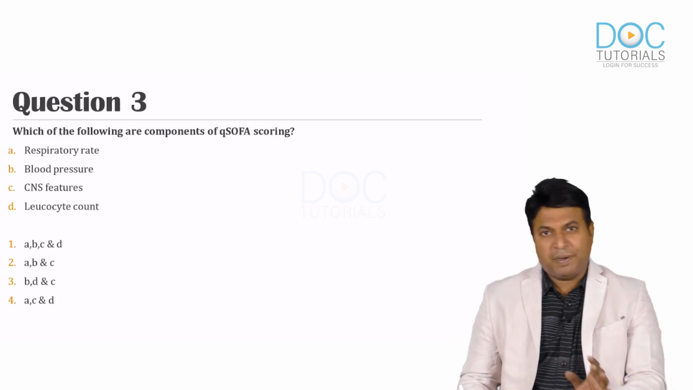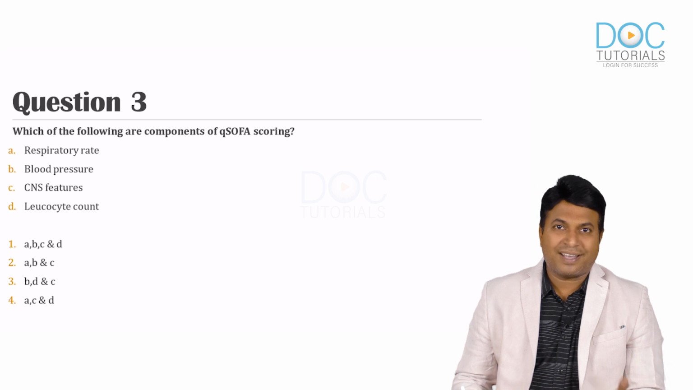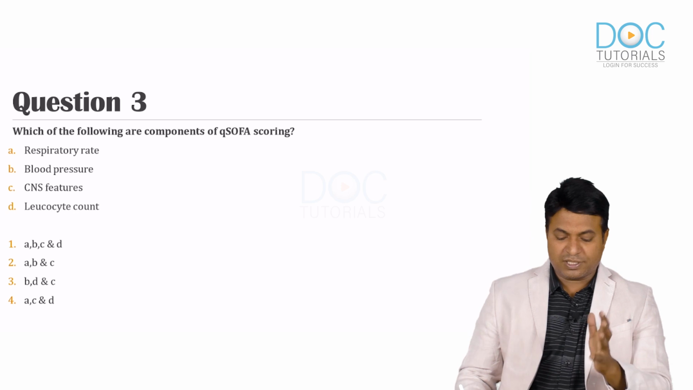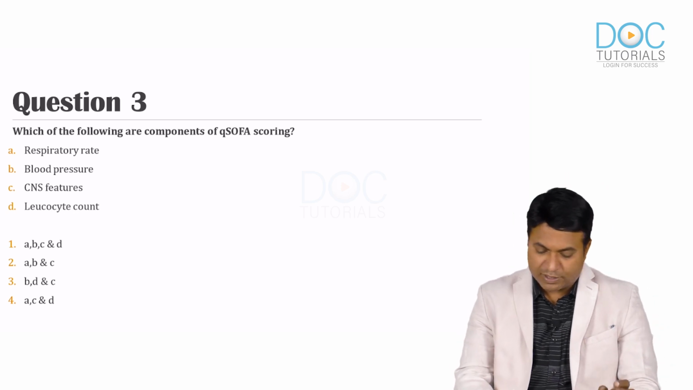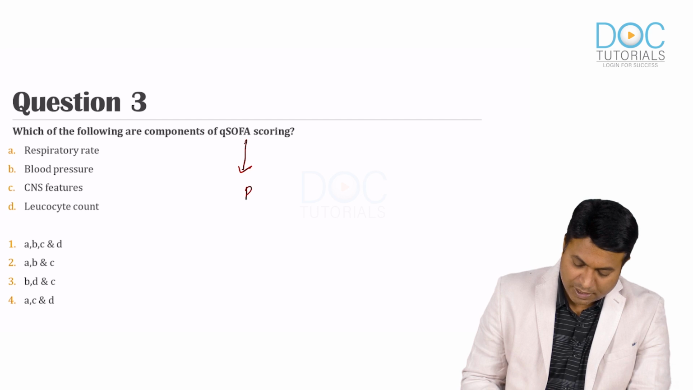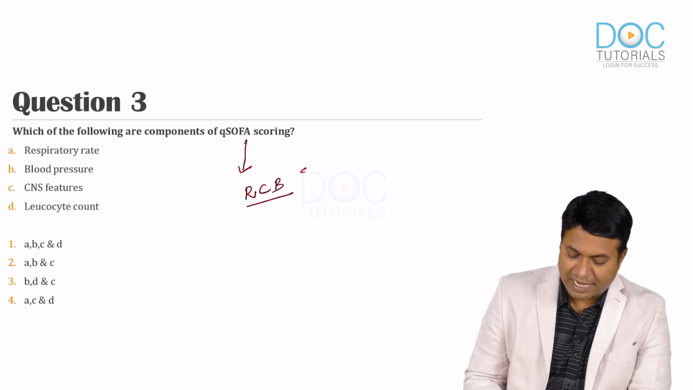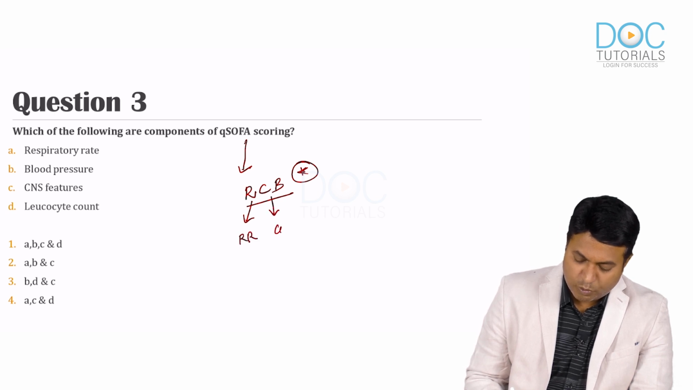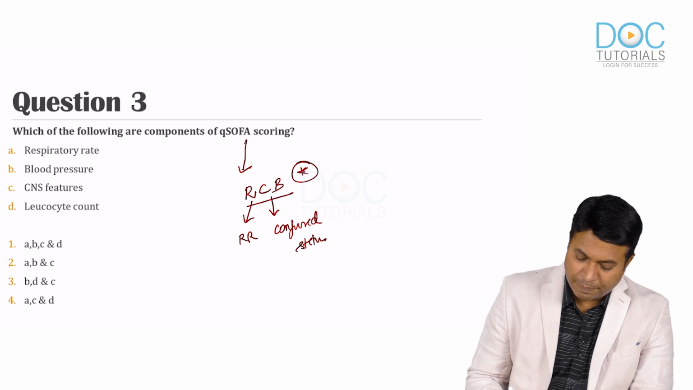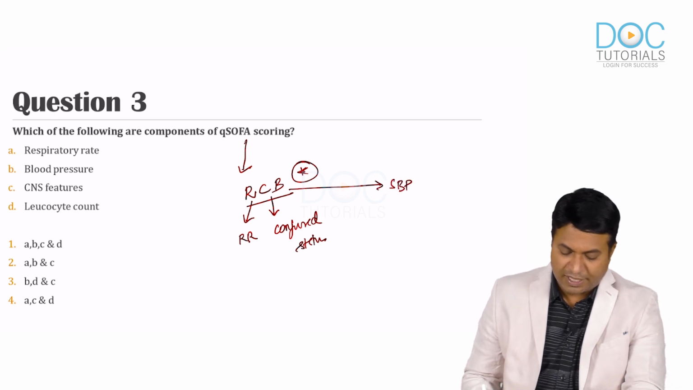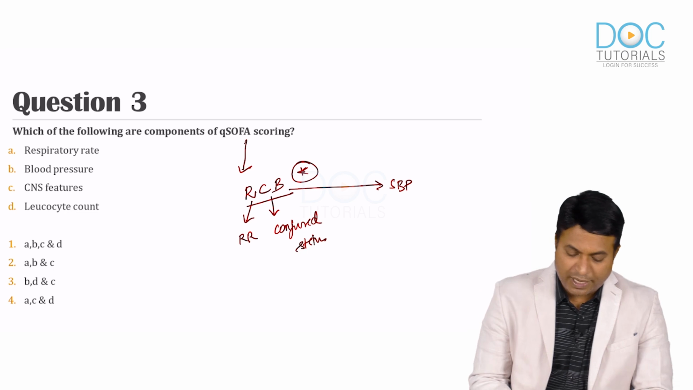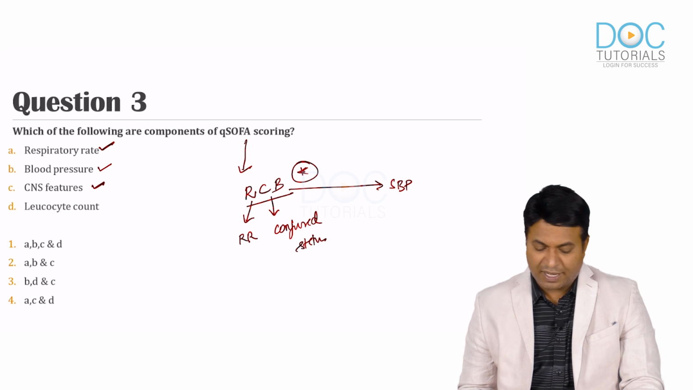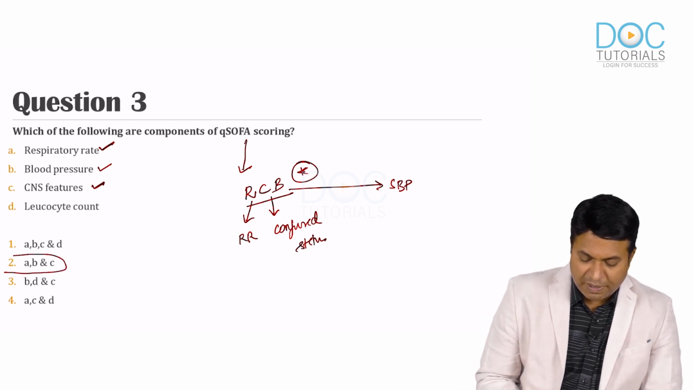The third question is again a repeat AIIMS question. Since AIIMS is following the INI Common Entrance Test pattern, you should know the old AIIMS questions also. This is a very commonly asked question. qSOFA score is given by a mnemonic, Royal Challengers Bangalore, RCB. Respiratory rate, confused status and systolic blood pressure. These are the three things taken into account. Confused state is nothing but a CNS feature. So the answer here is A, B and C.